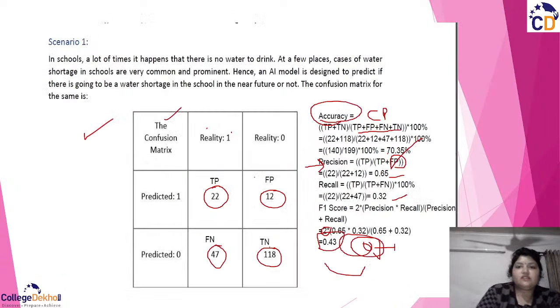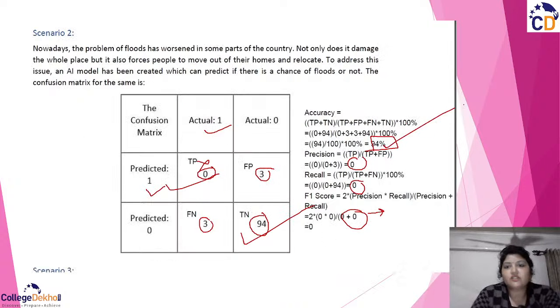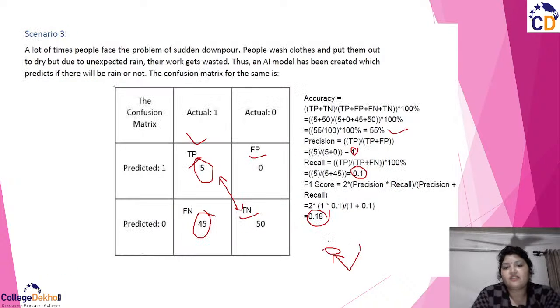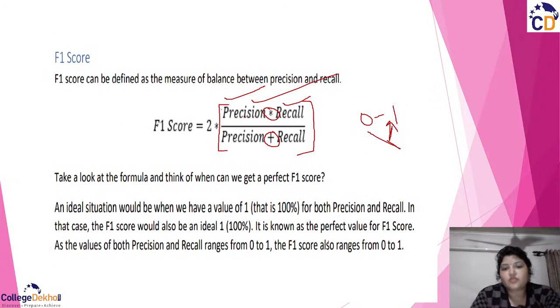Even you can see in the first scenario, the accuracy was 70%, but your F1 score was lacking, that was 0.43. In the second scenario, you have the accuracy of 94%, but again your F1 score was 0. 0 means very, very bad, right? Because have you seen in the explanation part, right? An ideal situation would be when we have a value of 1, that is 100%, for both precision and recall.